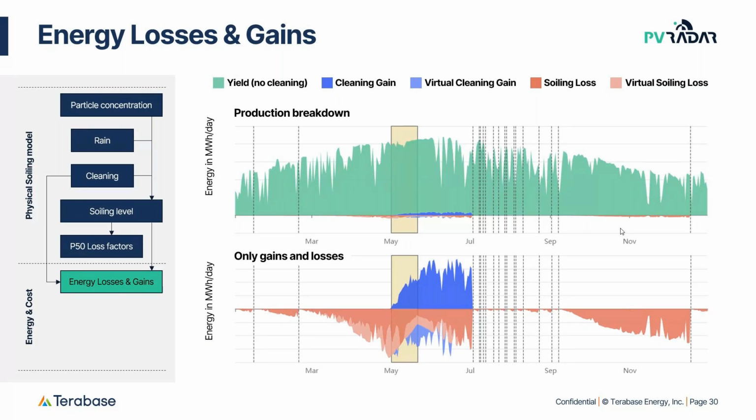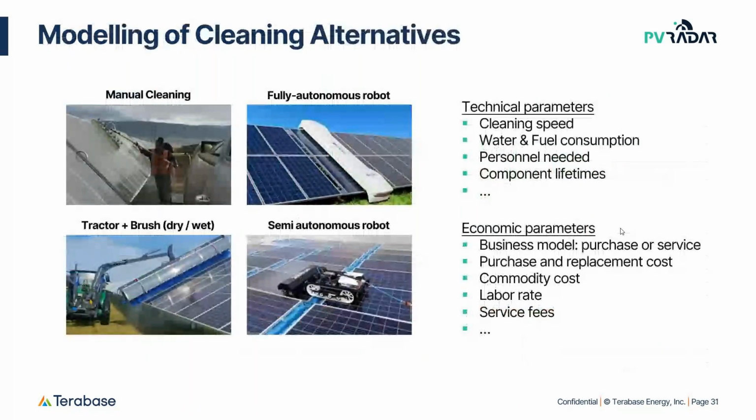All right. So now we have the energy gains and losses. All of what I showed you was the example of this hypothetical cleaning on the 1st of May. Our web application allows you to define manual cleaning strategies, saying I want to clean every year on the 1st of May. But what you can also do is simply tell the program which options you would like to consider for this power plant: manual cleaning, fully autonomous robots, tractors, or semi-autonomous robots. There's an entire database of systems that you can use. You can use our versions, or you can create your own in your private database.